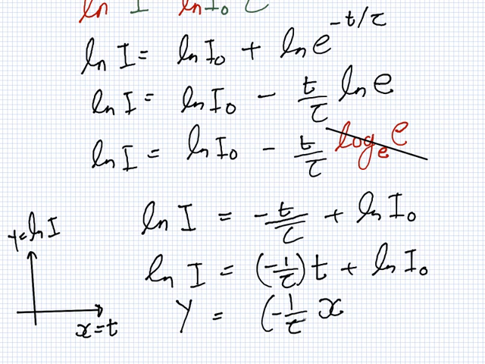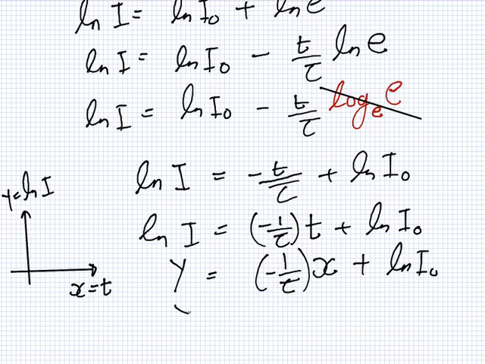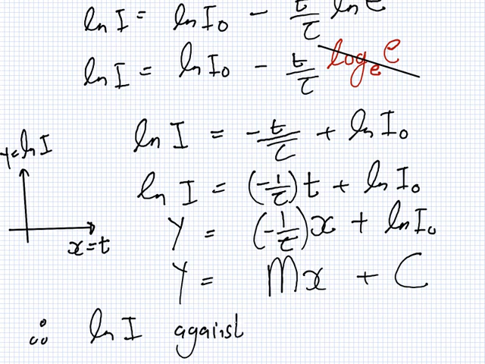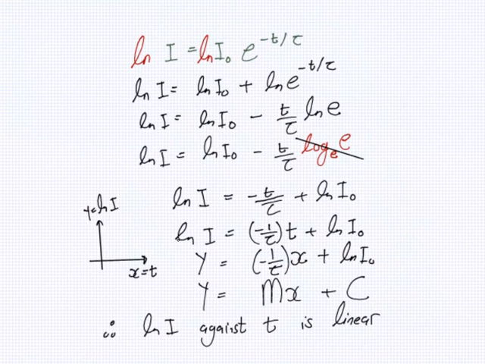If you look closely, you can see this is just a straight line relationship, because this is like an M and this is like a C. So therefore, log I against T is linear. This proof is on the exam. I've seen it a few times. It's one of 3 proofs on the exam. This is proof number 2 of 3.